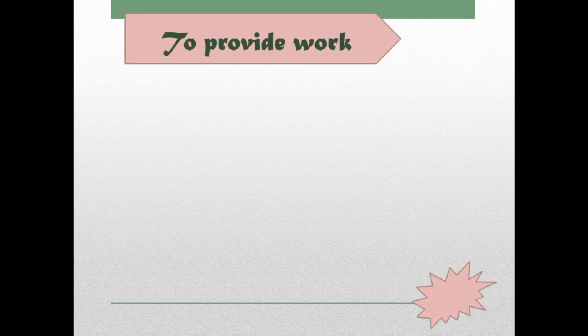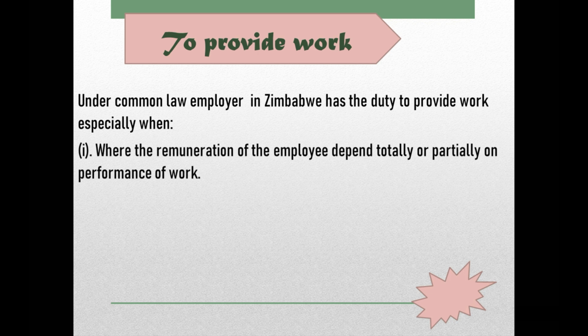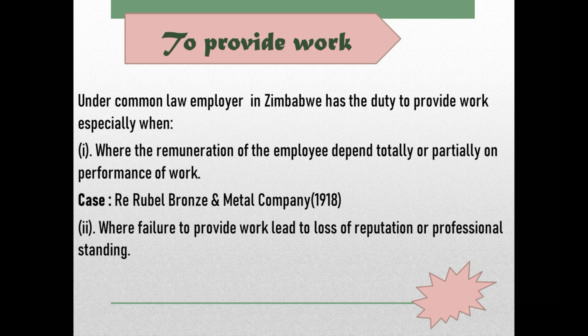The third duty of the employer is to provide work. In Zimbabwe, under common law, the employer has got the duty to provide work, especially when the remuneration of the employee depends totally or partially on performance of work. For instance, where there is a basic salary and a commission. Then, where also failure to provide work would lead to loss of reputation of the employee.